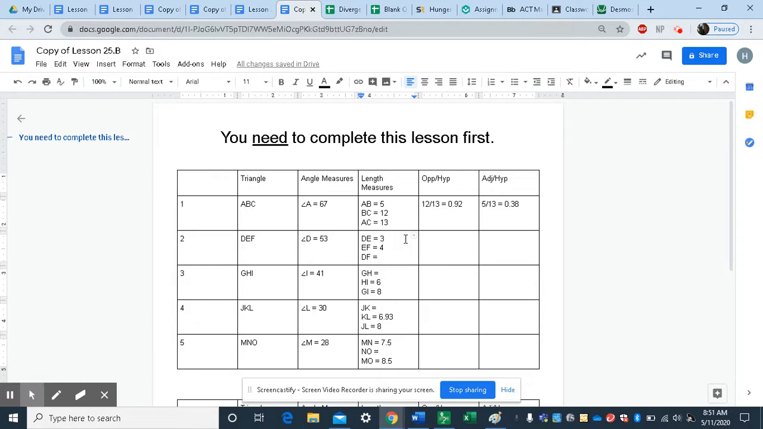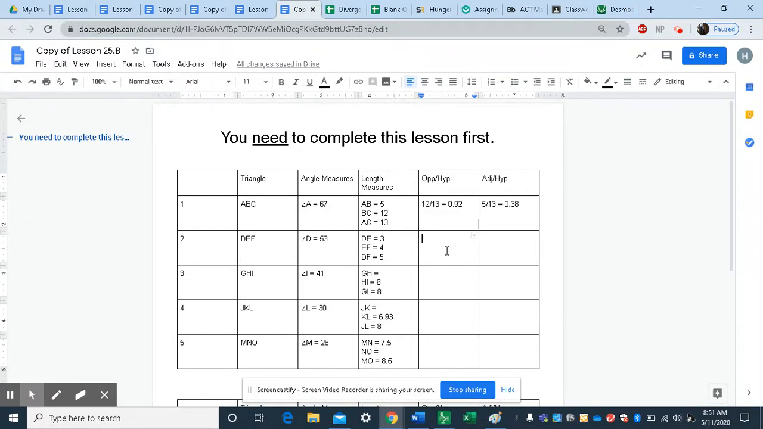And we're going to add that to 4 squared. So 4 squared is 16. We're going to add that together. When you add them together, you get 25. And 25 is a perfect square. And the square root of that is 5. So DF equals 5. So now we're going to come over here to opposite over hypotenuse.